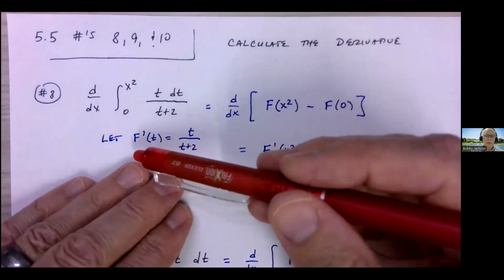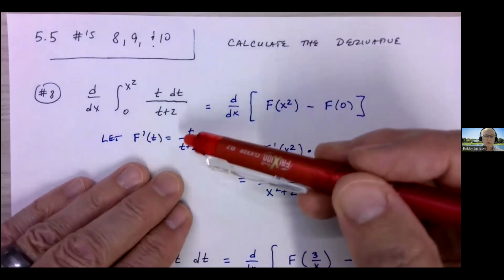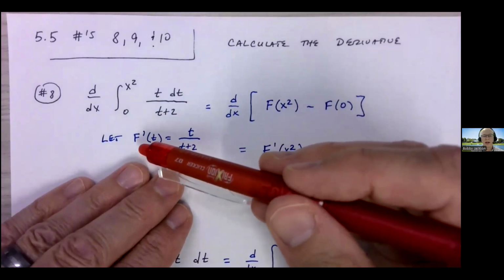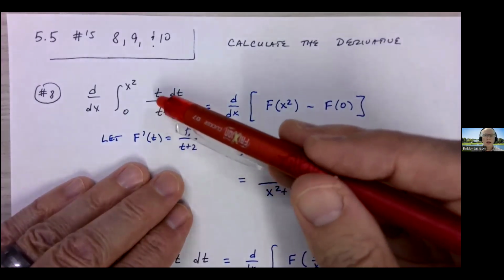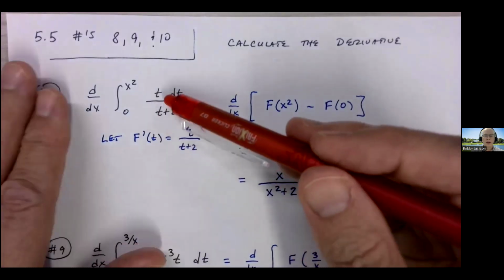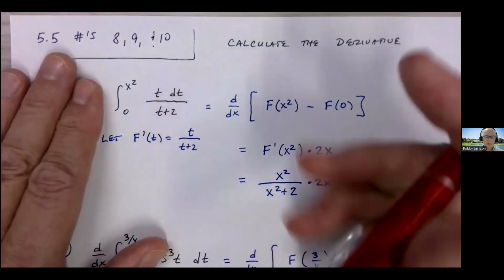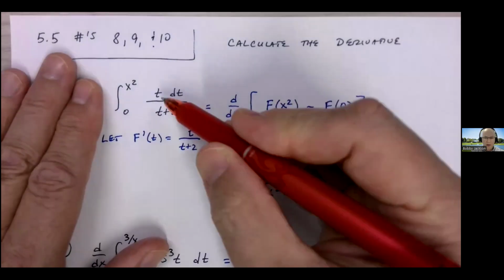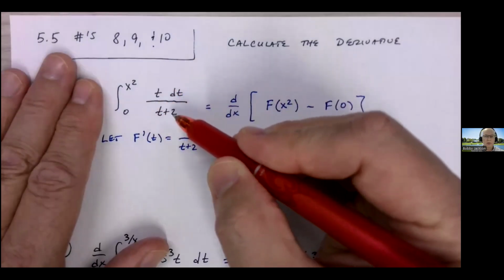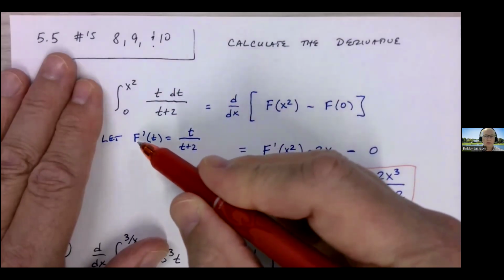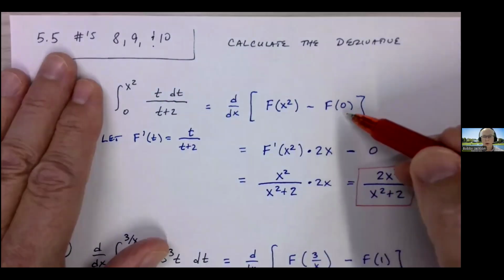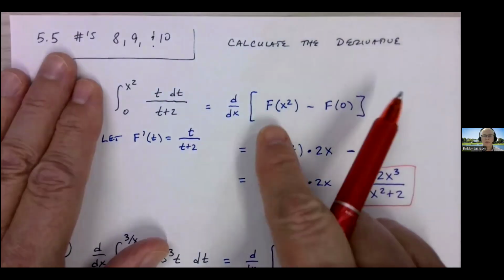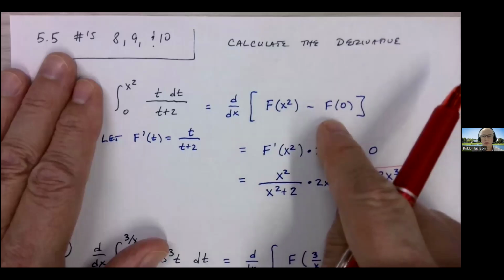I am going to let capital F be the antiderivative of t over t plus 2, but I'm not going to actually find capital F. The derivative of capital F, therefore, is t divided by t plus 2. Now I can think of evaluating the integral using the fundamental theorem of calculus part 1. We evaluate capital F at the upper limit and at the lower limit, and we subtract. So there's the evaluation by the fundamental theorem of calculus part 1.